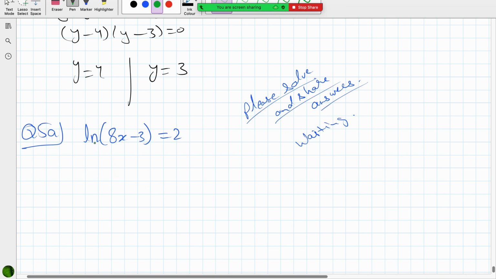I don't think so. This is logarithmic form. First, we'll change it into index form. Get rid of this ln sign. When this goes there, 8x minus 3 is equal to e squared. Add 3, then x is equal to (e squared plus 3) over 8.